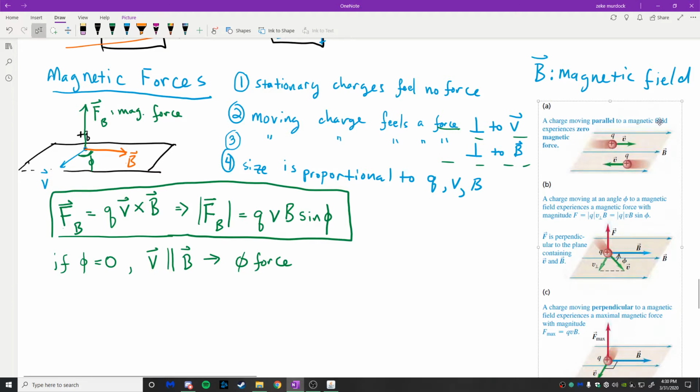A charge moving parallel to a magnetic field experiences 0 magnetic force. So whether the charge is moving in the same direction as the field or anti-parallel to the field, you get 0 force. A charge moving at an angle phi to the magnetic field experiences a force that's qvB sin phi.